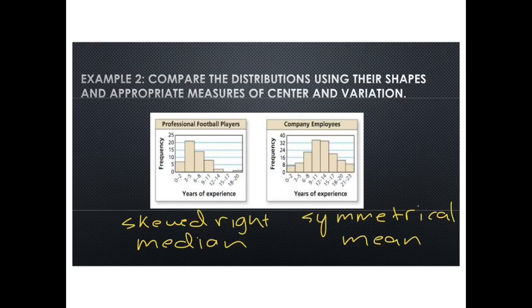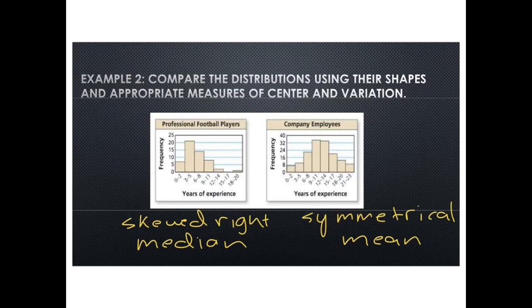Alright, so if we look at our first histogram, we do have a small amount of data over here on the right side, and those small columns are going to indicate to me that that is where my tail is. So I have a skewed right histogram, and because it is skewed, doesn't matter what side it's skewed to, we'd say the median is the best measure of center.